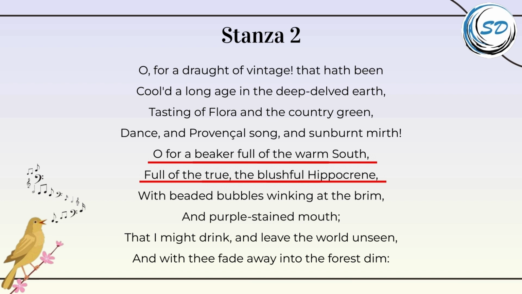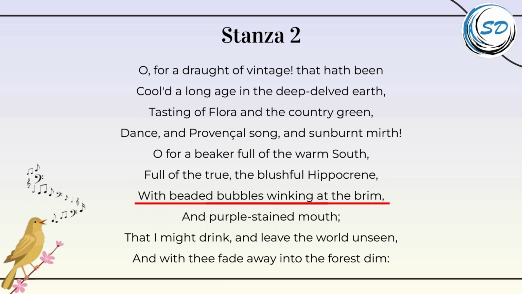This beaker is filled with the blushful Hippocrene, a mythical fountain on Mount Helicon, sacred to the Muses in Greek mythology. Drinking from this fountain was believed to provide poetic inspiration. The mention of beaded bubbles winking at the brim evokes the image of effervescence, further enhancing the sensory pleasure of the wine. The wine's mouth is described as purple-stained, indicating its richness and potency, but also possibly hinting at the poet's desire for a kind of spiritual or emotional intoxication that could help him escape the pains of reality.